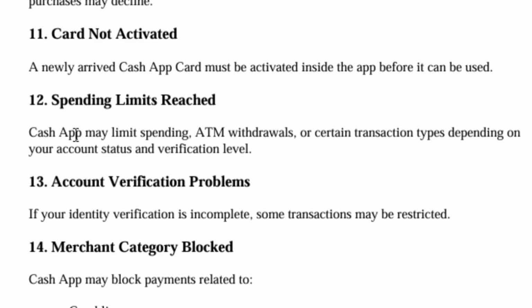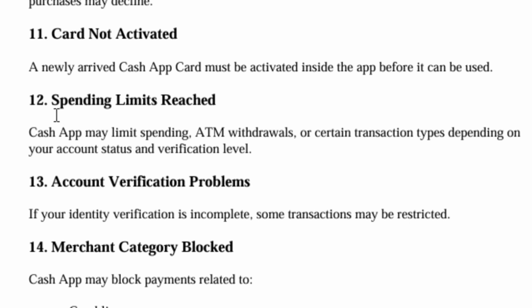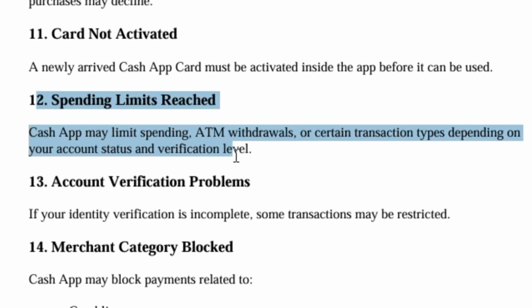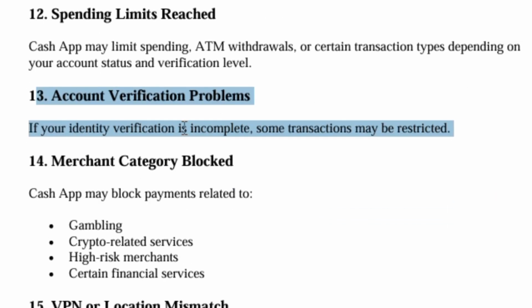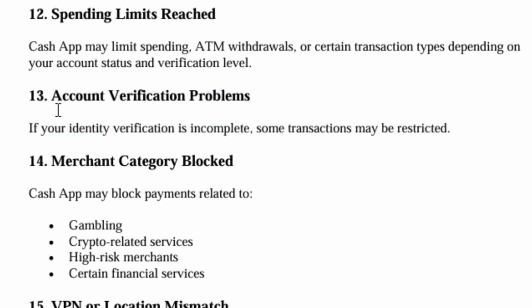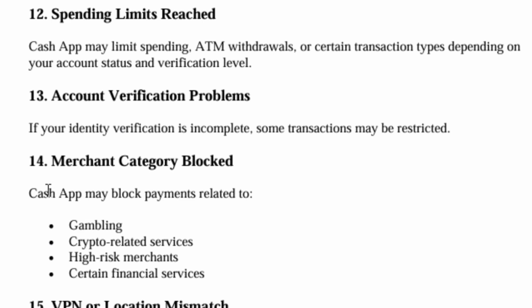Sometimes our Cash App card has a specific spending limit, and after crossing that limit, our transactions start getting declined. The 13th point is account verification problems. Sometimes our Cash App account is not verified or gets de-verified, and because of that, this issue may happen. The 14th point is merchant category block. There are many merchants already blocked by Cash App, so if you try to use your Cash App card there, your transaction may get declined.